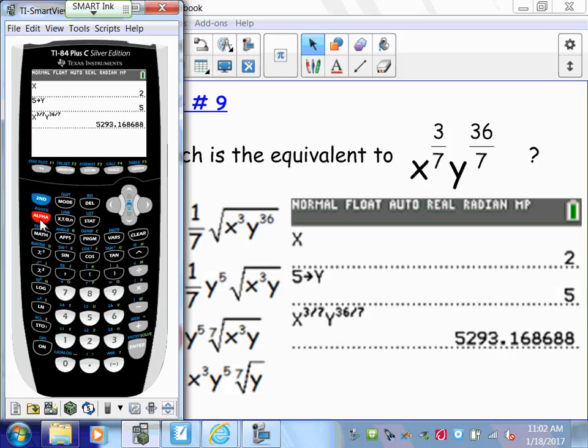Alpha y to the 5th, and then 7th root. Hang on. Here. 7, math, 5, x to the 3rd. Did I do it right? Hey, there it is. It's faster if you know actually what you're supposed to do with it. Yes, Teddy.